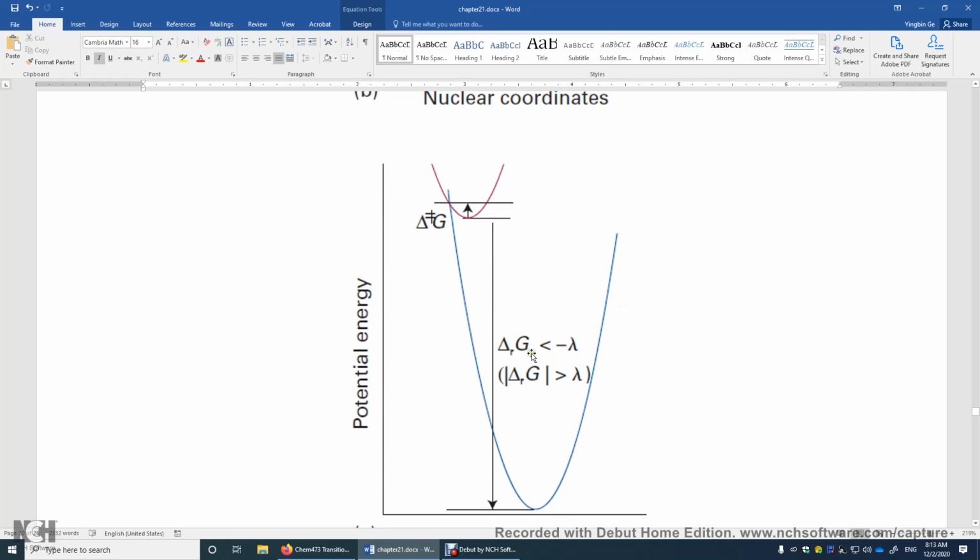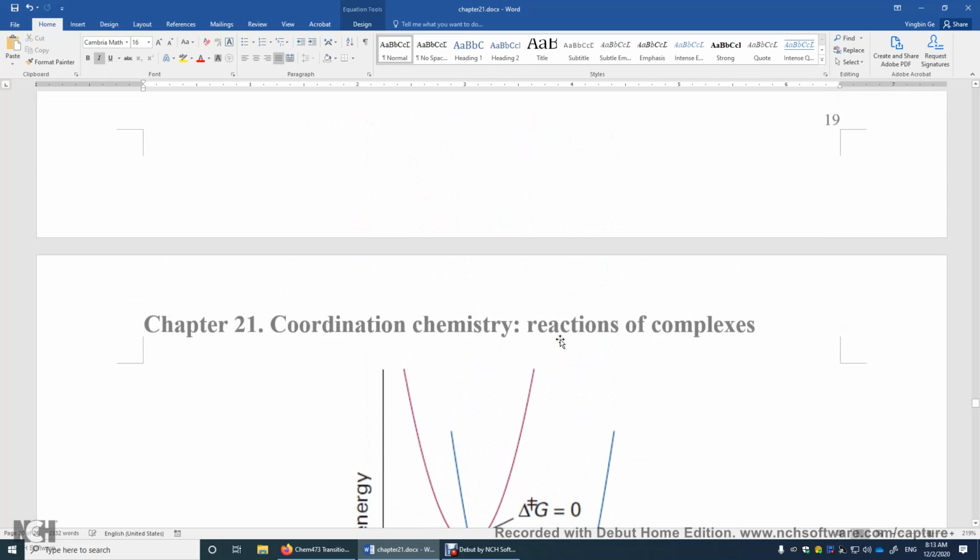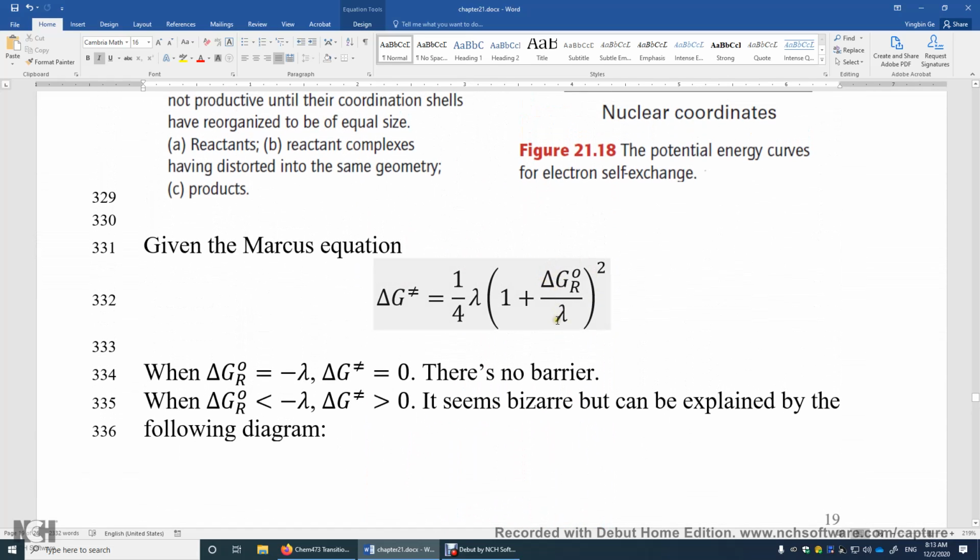In this case, this Gibbs energy of reaction is less than negative lambda. This number is less than negative 1. It's more negative than negative 1. So maybe it's negative 2, it can be negative 3. It's rare to be negative 3, but it can be negative 1.1, negative 1.2, and negative 1.3. So the Gibbs energy of reaction is very negative. But in that case, you still have a positive Gibbs energy of activation.